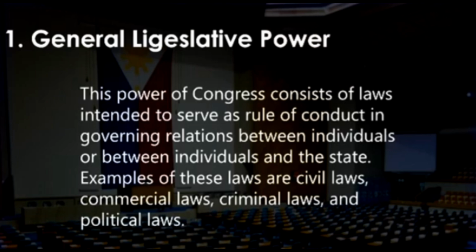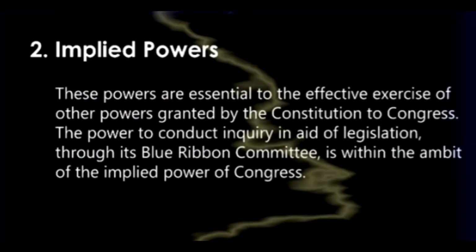General legislative power. This power of Congress consists of laws intended to serve as rules of conduct in governing relations between individuals or between individuals and the state. Examples of these laws are civil laws, commercial laws, criminal laws, and political laws. Implied powers. These powers are essential to the effective exercise of other powers granted by the Constitution to Congress. The power to conduct inquiry in aid of legislation through its Blue Ribbon Committee is within the ambit of the implied power of Congress.